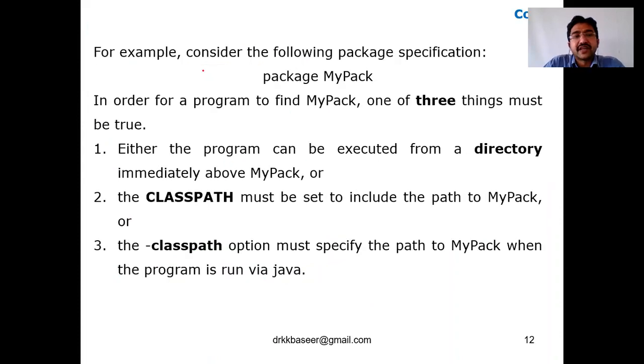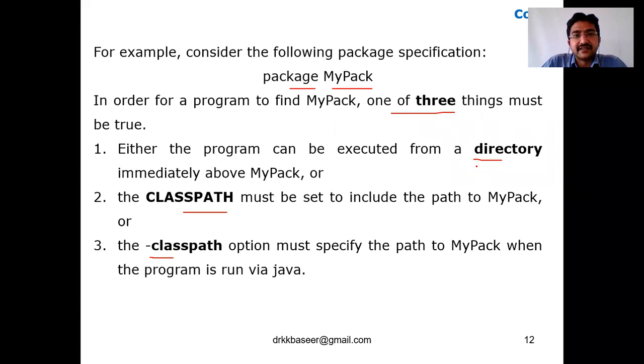Now let us consider the following package specification. How do we create a package normally? Package space name of the package. In order for a program to find mypack, there are three things you can do. Either the program can be executed from the directory immediately containing mypack, or you can set the classpath in the environment variables, or with the help of the option -classpath, you can set the path directly and run the program.